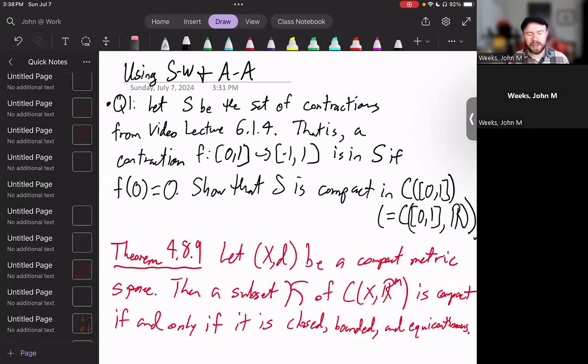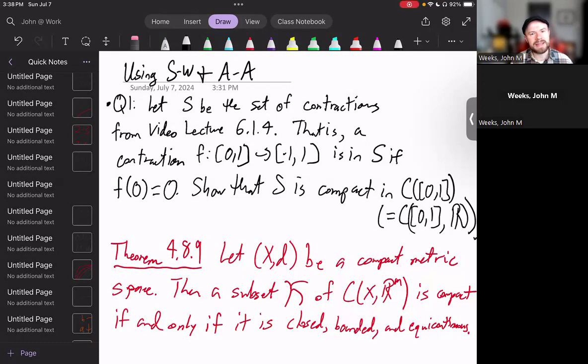Let's go through a little bit more about how to use Stone-Weierstrass and Arzela-Ascoli beyond just the examples that we were initially given in the problem. We'll also discuss when you know you need to be using one theorem rather than another.